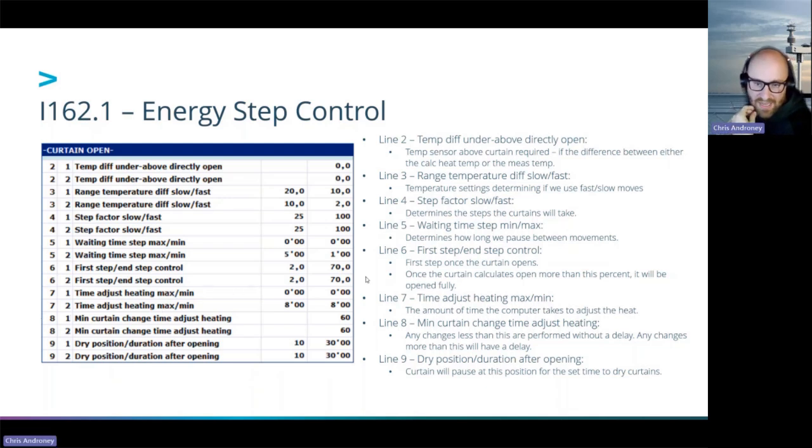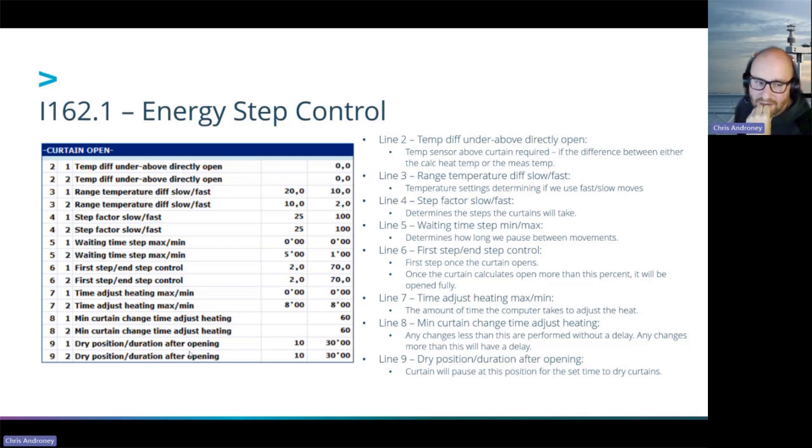Line 7 is going to be how much time we're going to give the heating system to adjust based off of our range temperature difference, slow and fast. And then line number 8 is min curtain change time adjust heating. So any changes less than that are going to be performed without a delay. So that's any change in curtain position. Anything more than that will have a delay.